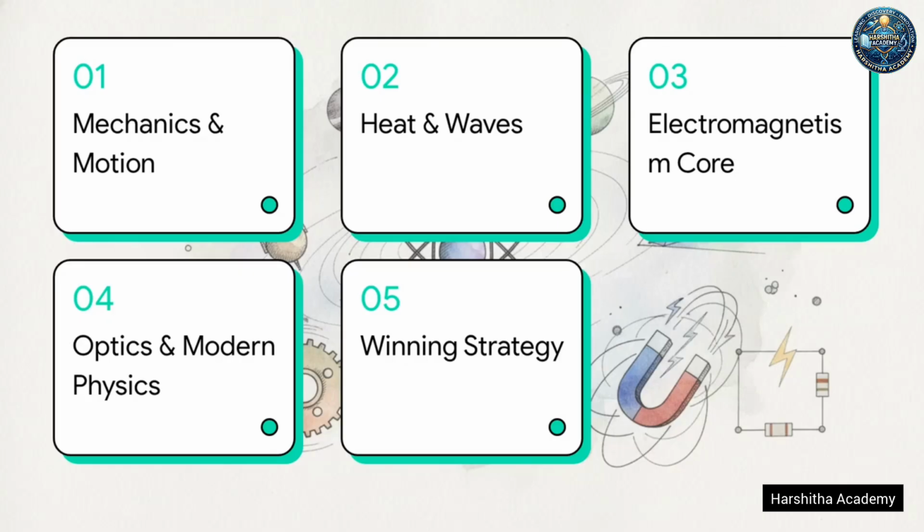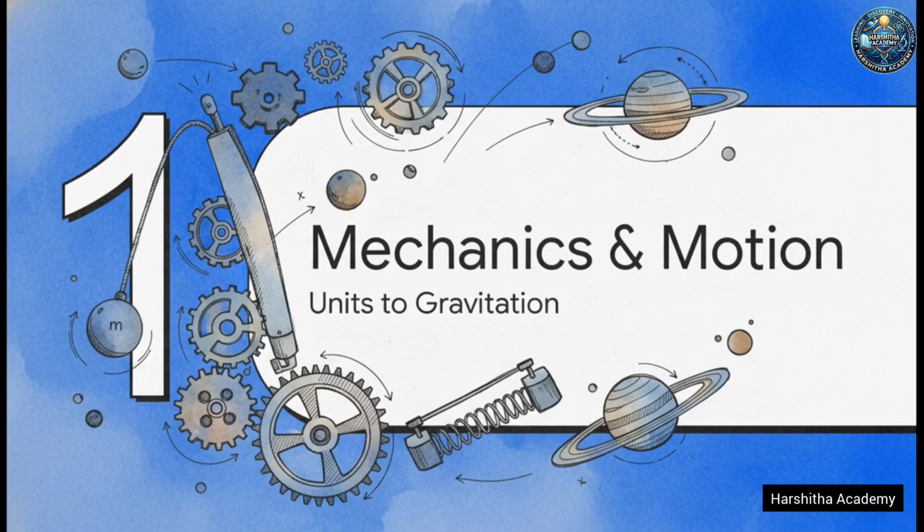To keep our brains from melting down, we're using a mega-thematic chunking strategy to reduce the cognitive load. Basically, we're breaking it down into 5 manageable pieces. 1. Mechanics and motion. 2. Heat and waves. 3. The electromagnetism core. 4. Optics and modern physics. And finally, number 5, your winning strategy. All right, let's dive right into section 1, mechanics and motion.